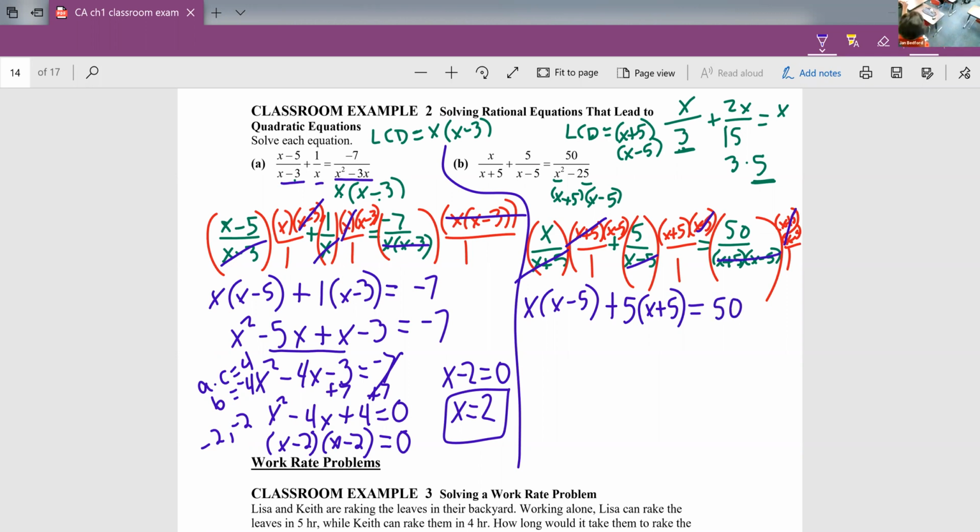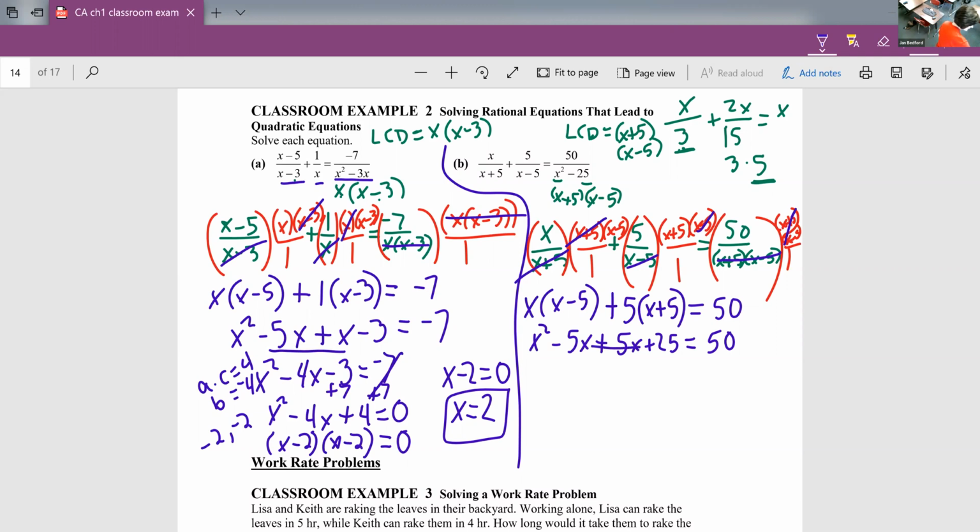How many of you got that far? Perfect. Okay, what happens now? Distribute. I've got 2 places to distribute. So when I go with the first parentheses distributed by x, I get x squared minus 5x plus, what happens on the next one? 5x plus 25 equals 50. And what happened when you put together like terms on the left?